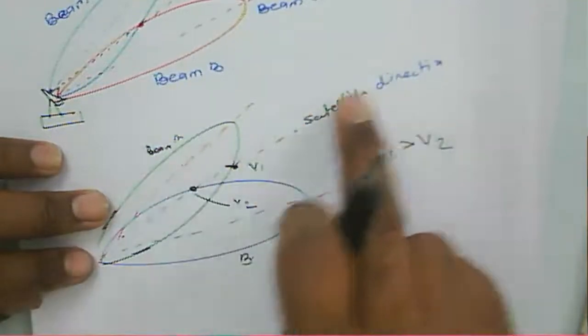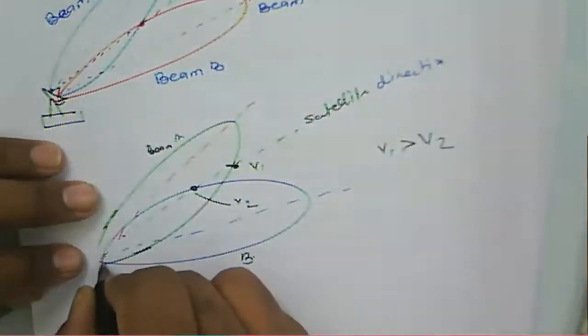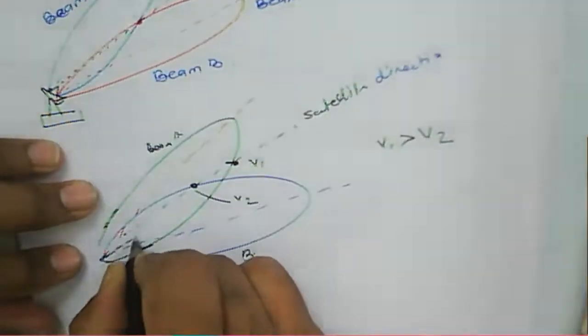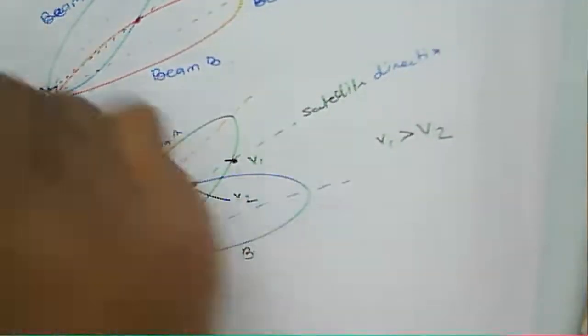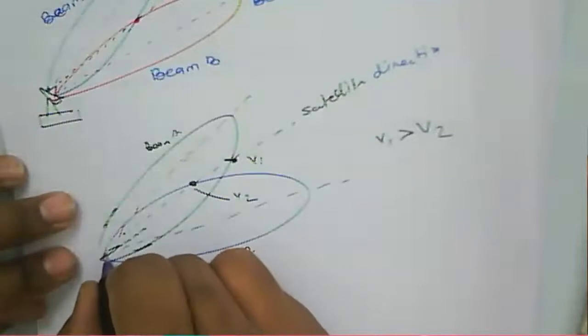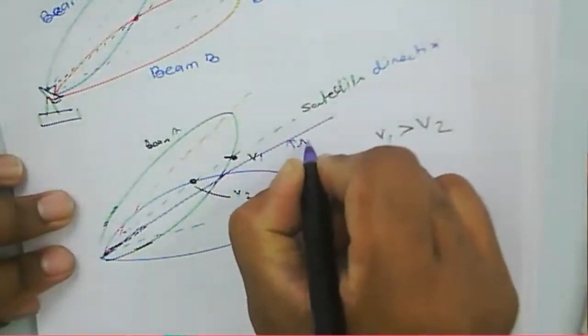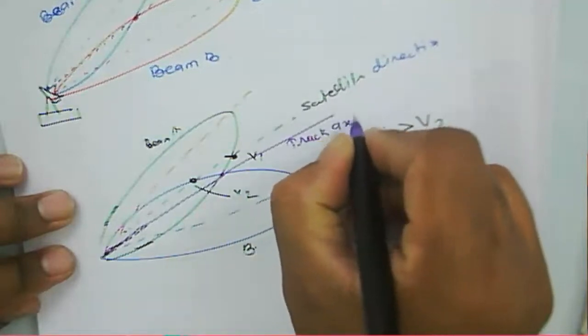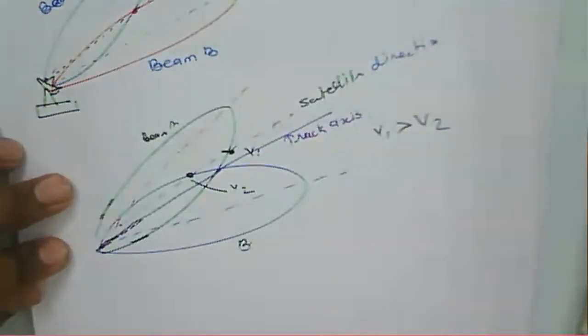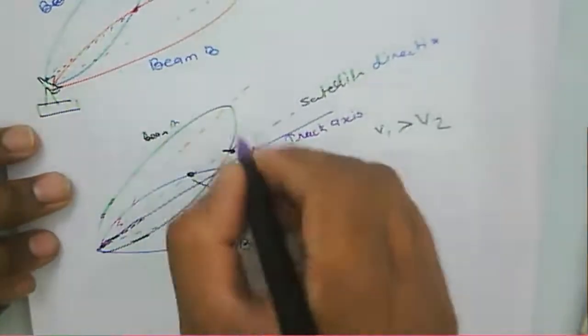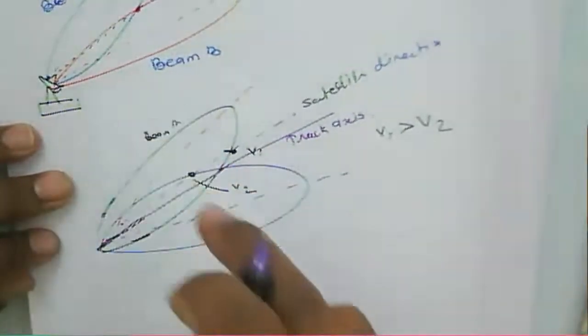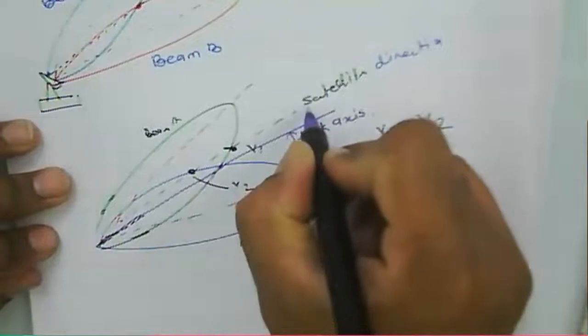Now this one is about the satellite direction. And for this, we are supposed to consider that this one is about the track axis. Now these are the two patterns, for beam A and beam B. And this one is about the satellite direction.